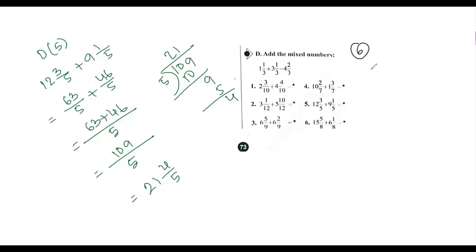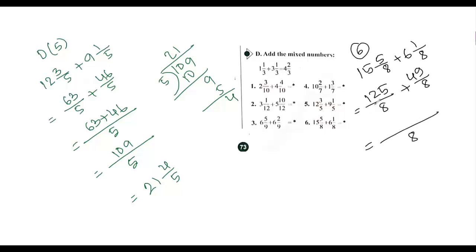And our last problem, number 6, that is 15 whole 5 by 8 plus 6 whole 1 by 8. Then our first job is to convert mixed into improper. 8 15s are 120 plus 5, 125, plus 8 6s are 48 plus 1, 49. Now both denominators are the same because they are like fractions. So we need to just add the numerators, 125 plus 49. So 9 plus 5, 14, carry 1. 5 plus 2, 7, 174 by 8.